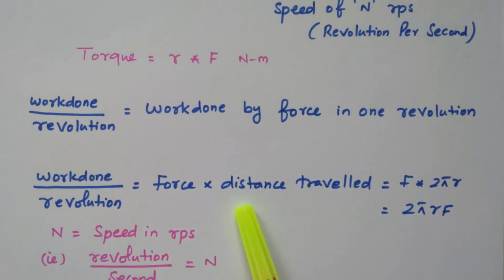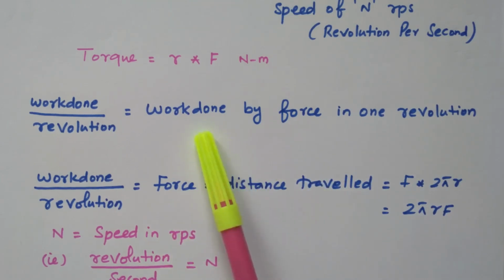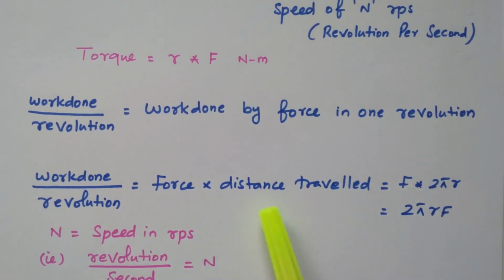What is the force and what is the distance travelled? That is given by the work done by the force. The force is F, and the distance travelled is 2 pi r, since it is rotating 360 degrees, so that is the circumference, 2 pi r. So 2 pi r F is nothing but the work done per revolution.